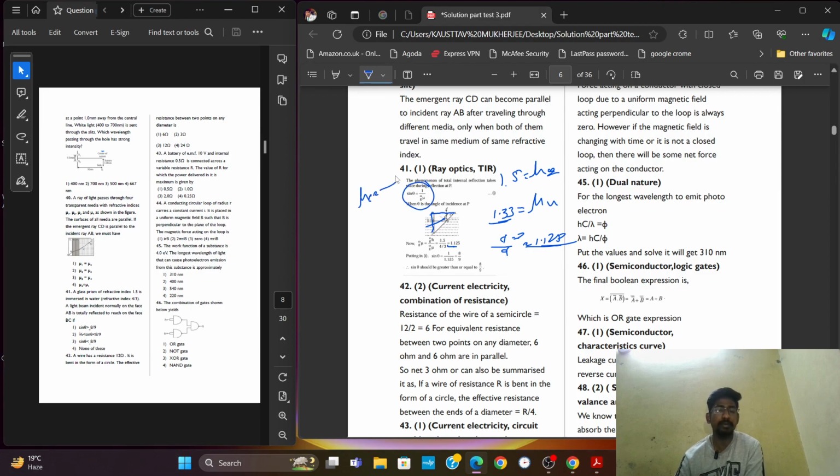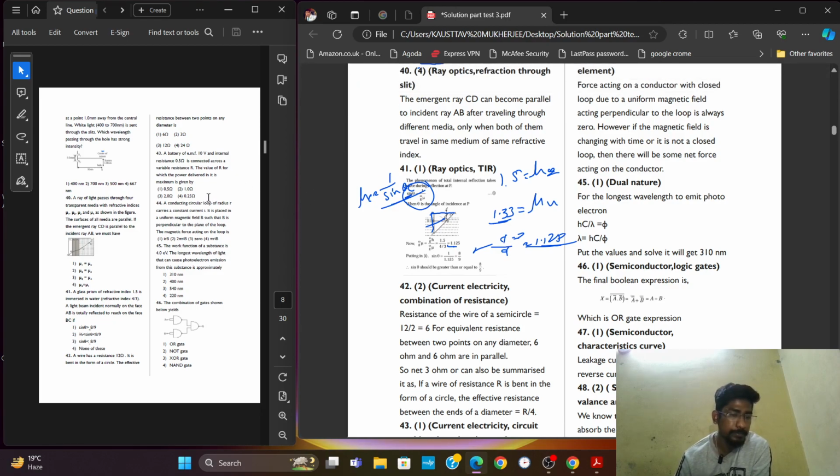that mu critical equals 1 by sine theta c. So sine theta c will be equal to 1 by mu. The value of mu is 1.125, that is 1 by 1.125, which is 8 by 9. That means the value of sine theta is equal to 8/9. So therefore you can say option 1 is correct, sine theta is greater than or equal to that.